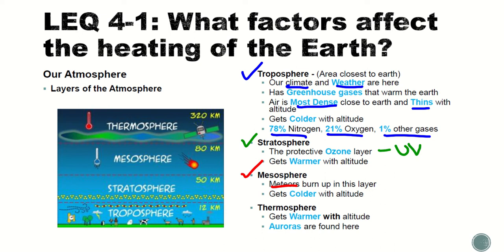And then we finally have the thermosphere, the top layer of the atmosphere. This gets warmer because of the proximity to the sun. This is where your auroras are, like your northern lights, the aurora borealis. And this is where your satellites are orbiting the earth.